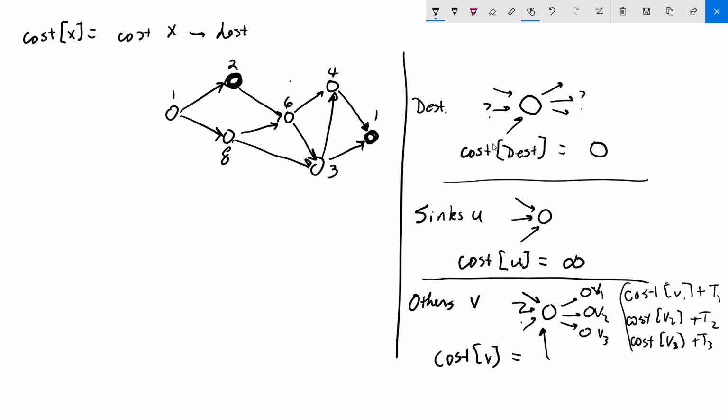The three cases I showed you are all you need. Every vertex is either the destination, or it's a sink, or it's neither of the above.